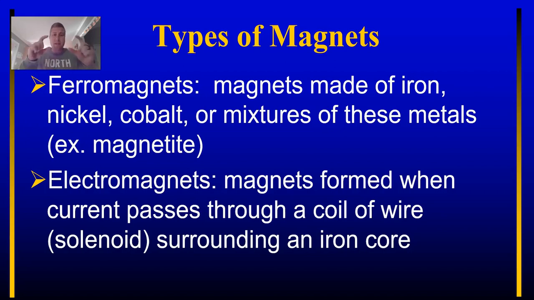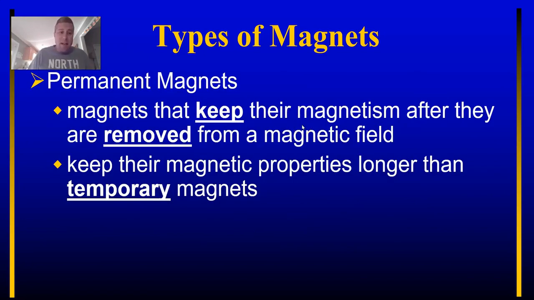So an electromagnet is a piece of iron with electricity passing through it, and that electricity causes the domains to line up and become a temporary magnet, as long as electricity is passing through it. Permanent magnets keep their magnetism even after they're removed from the magnetic field. So if you got two magnets together and you remove them, you still have two different magnets. You can stick them on the refrigerator, you can stick them to another piece of metal, or you can move them around and they'll still keep their magnetism.